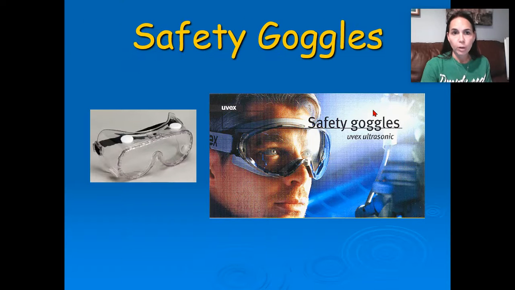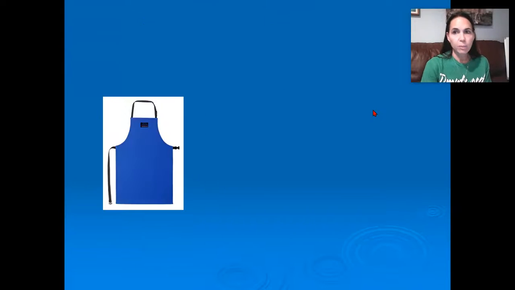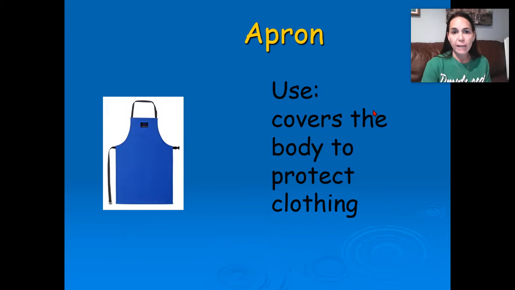later on. Okay, so safety goggles, of course, are used to protect your eyes. Anytime we use chemicals, we would need to wear safety goggles. Another piece of equipment for safety is an apron, and this is basically just used to cover your body and protect your clothing.